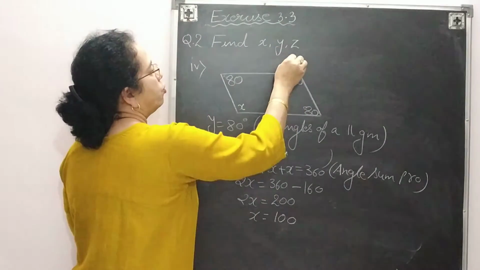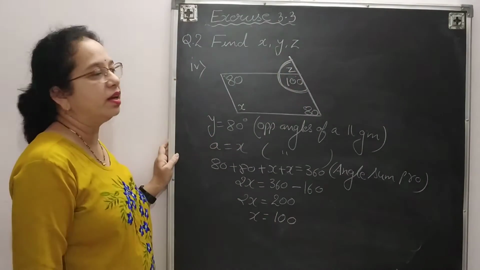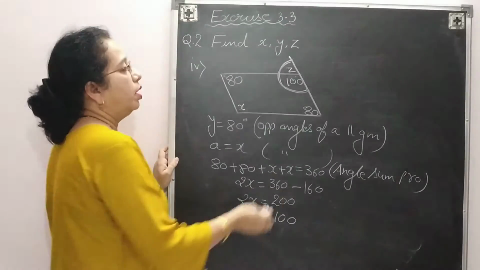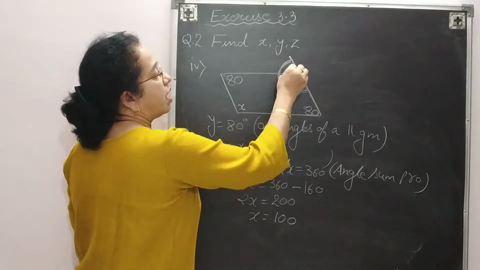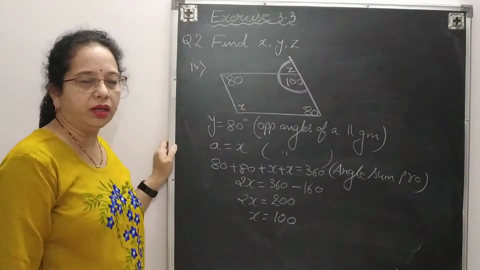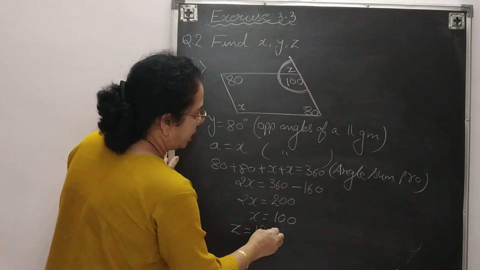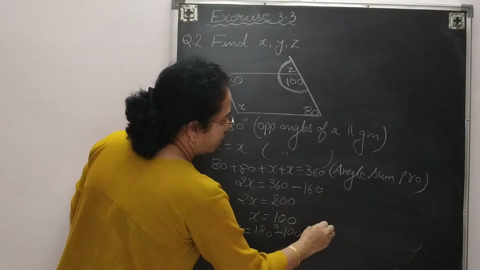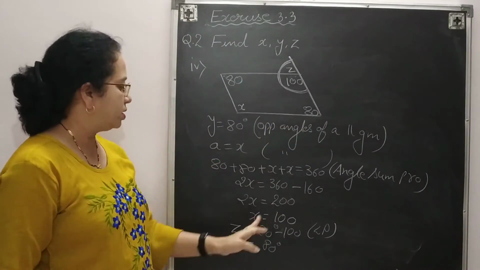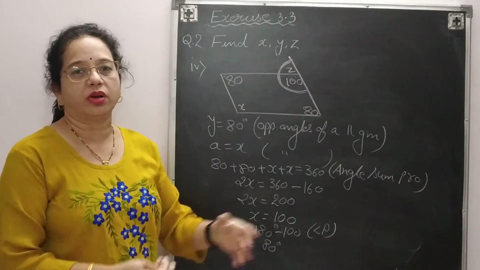Now you got this 100. With the help of this, can you find out this z? Again, this z is in a linear pair. So z is equal to 180 degree minus 100, which is 80 degree. Or you can say that z and 80 are corresponding angles. Therefore, z is equal to 80 degree. Many ways are there, anyway you can solve. I have taken linear pair, so I am writing linear pair. If you are taking corresponding angles, directly you can write z is equal to 80 degree, and in bracket you can write corresponding angles.